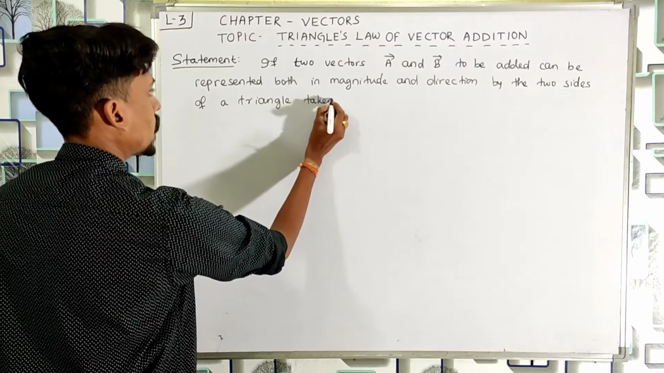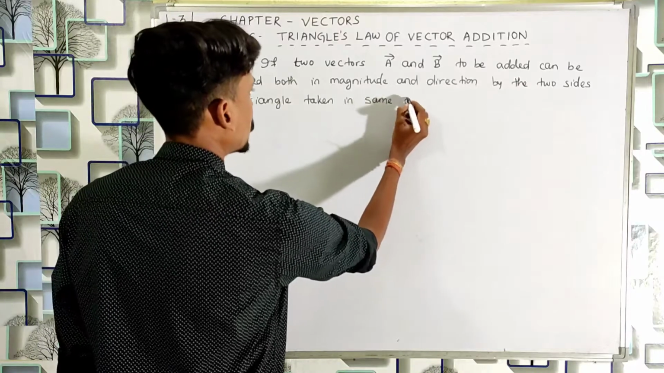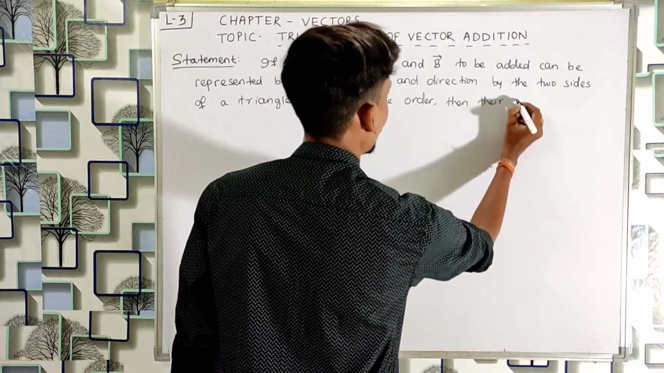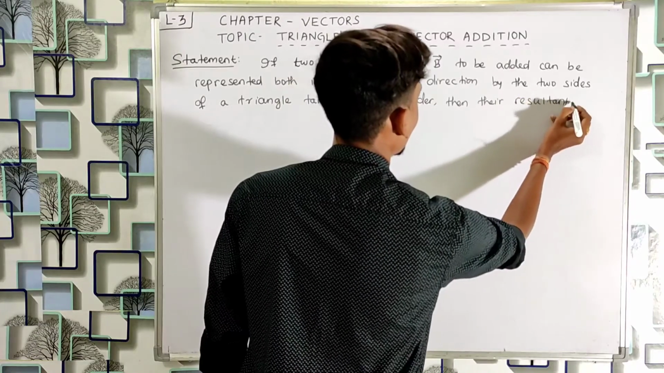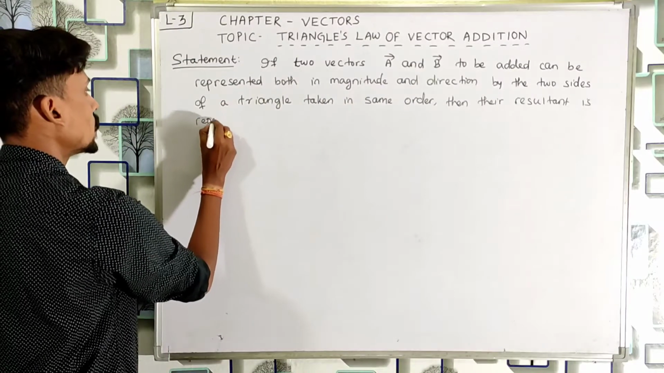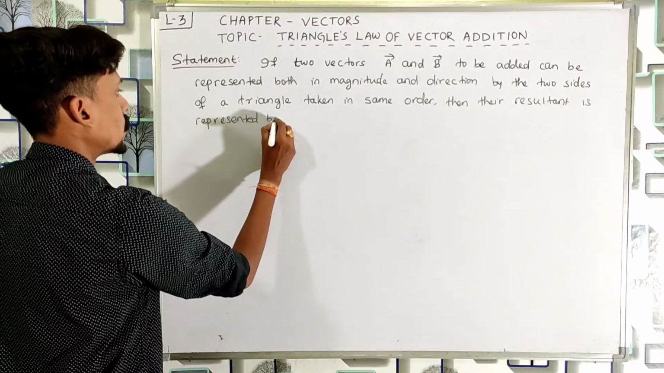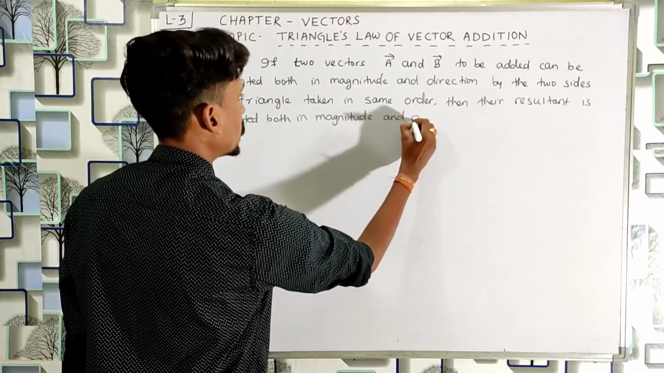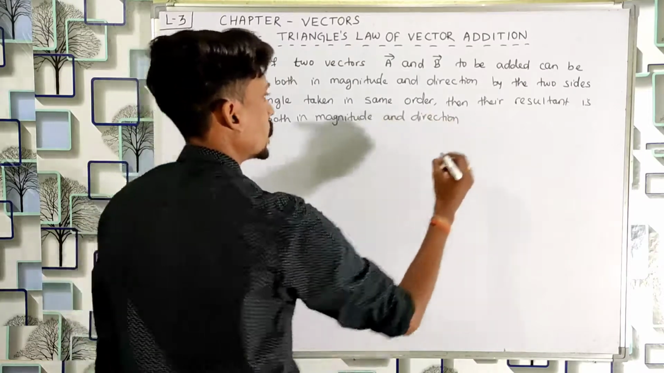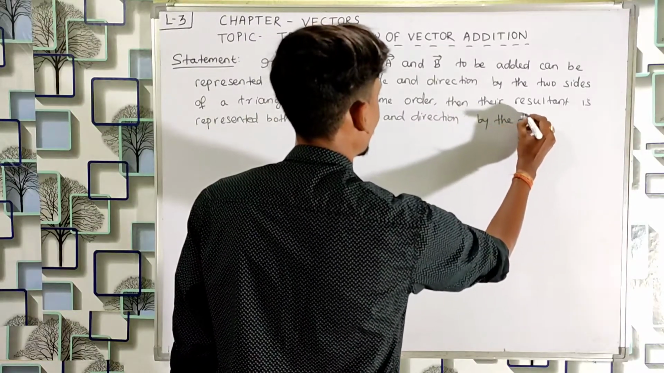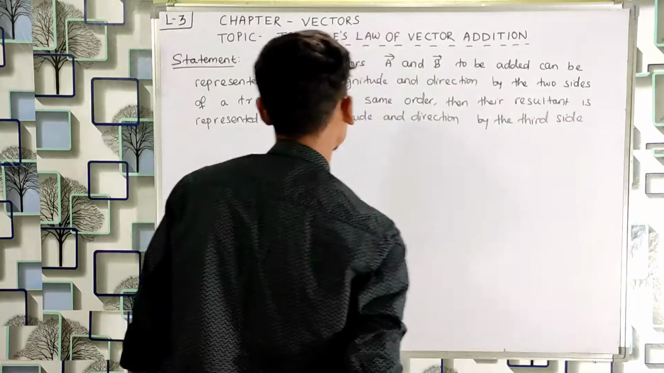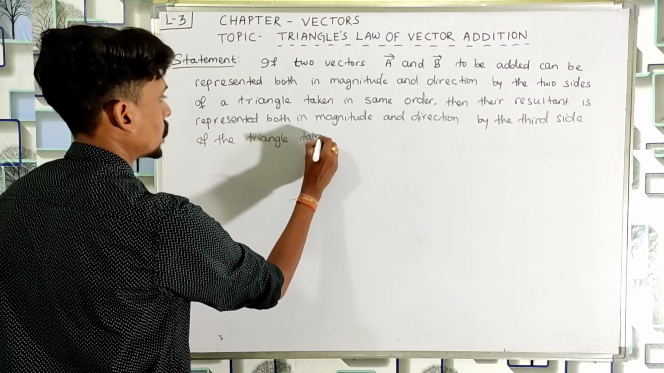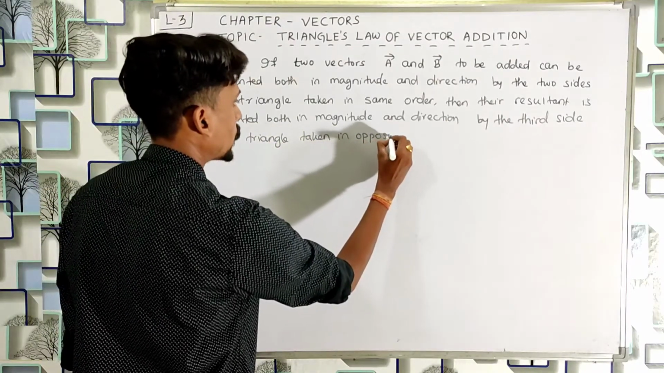taken in the same order, then their resultant is represented both in magnitude and direction by the third side of the triangle, taken in opposite order.